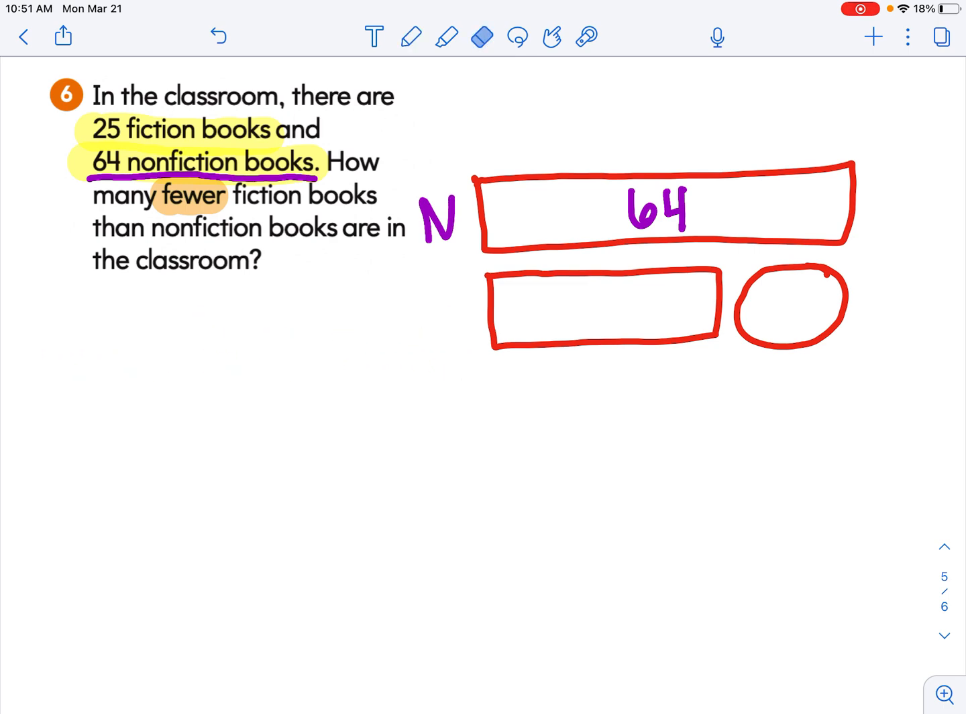So now that I know who has more, I need to decide about 25 fiction books. Is that telling me the difference for the difference circle, or is it telling me the lesser quantity for the rectangle? Well, since it doesn't say more or fewer fiction books, I believe that is the quantity that goes in the rectangle. So I'm going to put F for fiction. Down here, the question, how many fewer, that's what we're missing, and that's what goes in the difference circle. This is what I'm trying to find out. What is the difference between nonfiction books and fiction books?